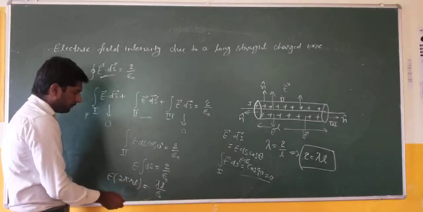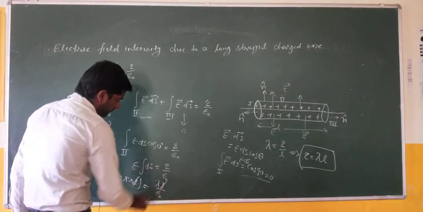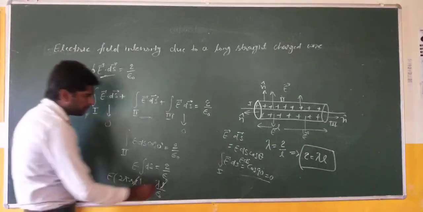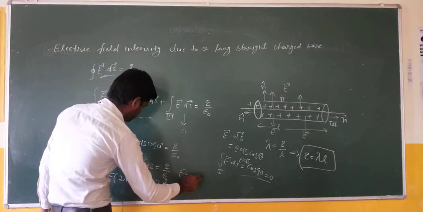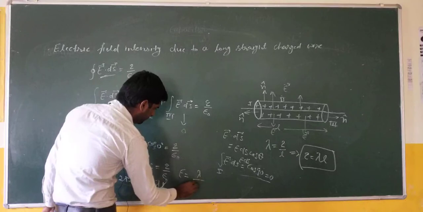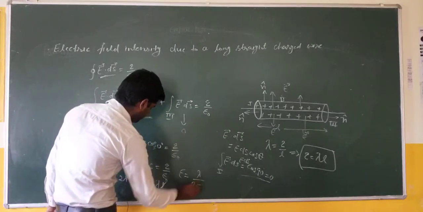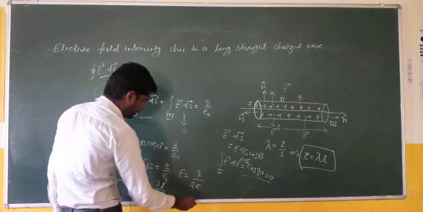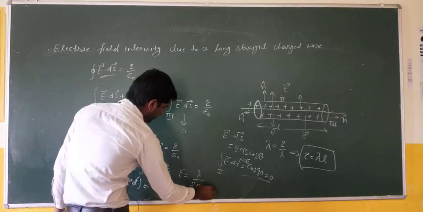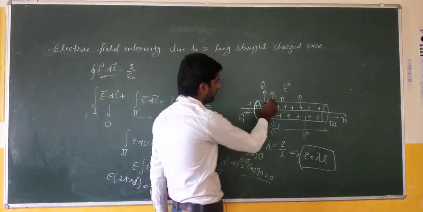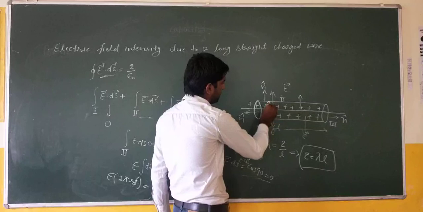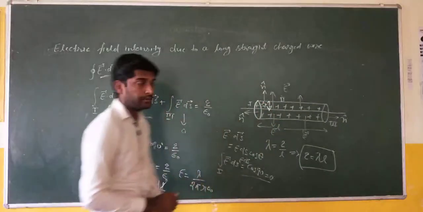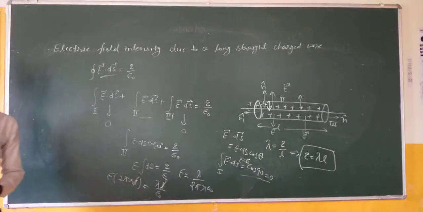So E is equal to lambda divided by 2 pi r epsilon naught, where r is the radius of this Gaussian surface. So this is all about the first application of Gauss law.